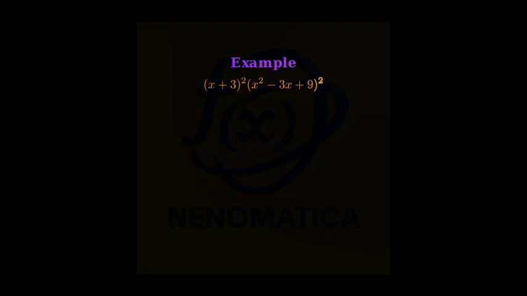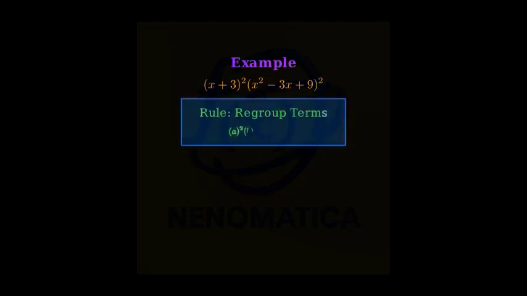We need to expand and simplify the following expression. (x plus 3) squared times (x squared minus 3x plus 9) squared. Let's start by rewriting the expression to better see what we're working with. We can use brackets to emphasize that we're dealing with the product of two square terms. Now, we need to find the product inside the square brackets.